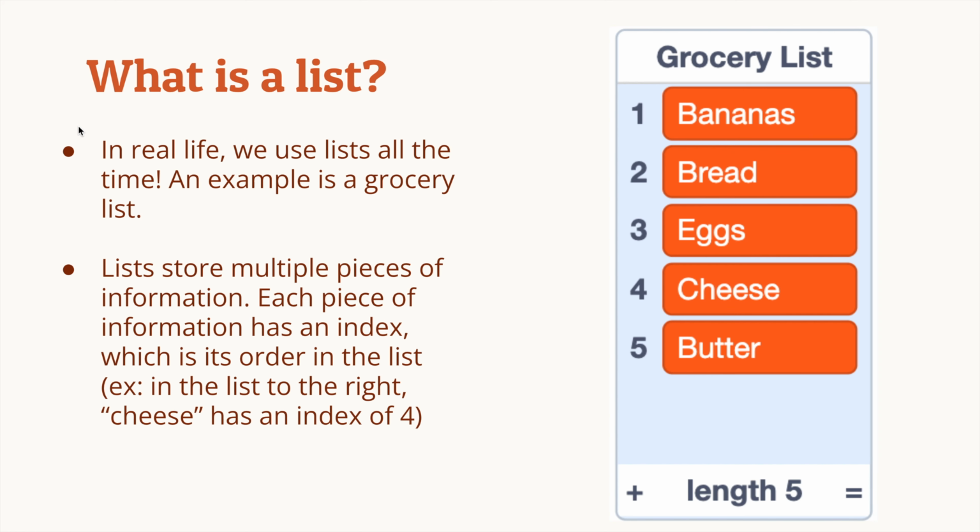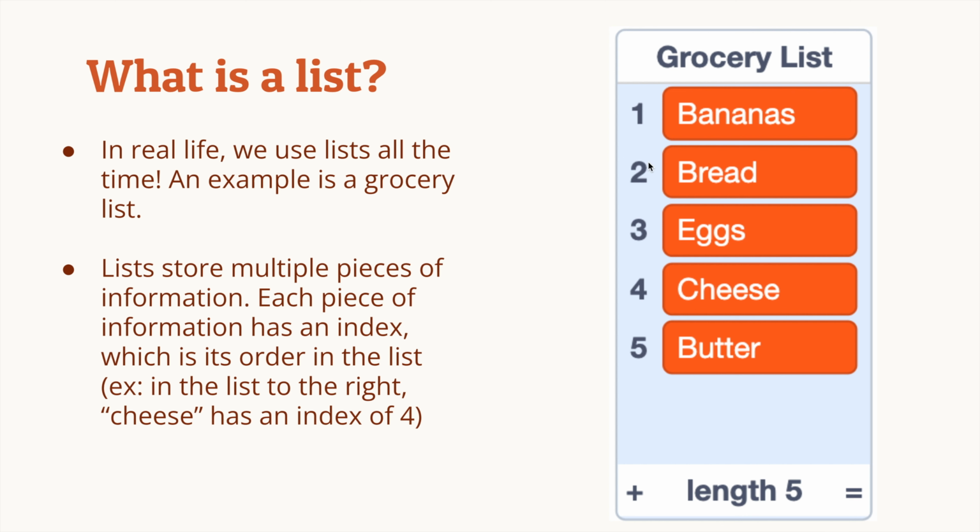So what exactly is a list? I'm sure you guys have seen a list in your own life. We use lists all the time. An example of a list is a grocery list. Lists essentially store multiple pieces of information. Each piece of information has an index, which is its order in the list.